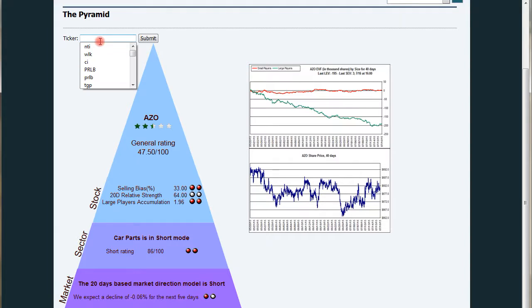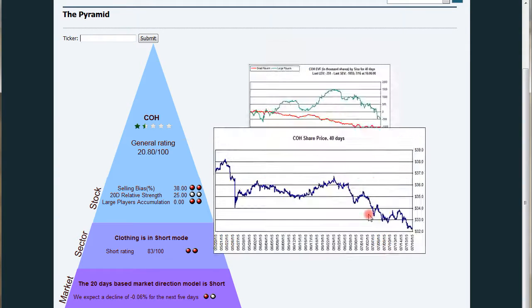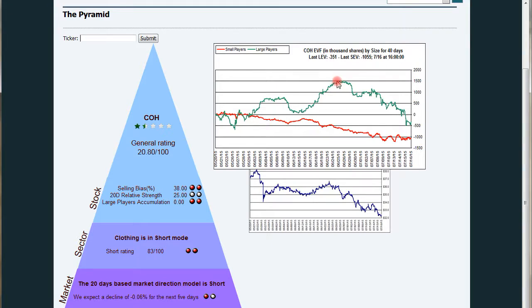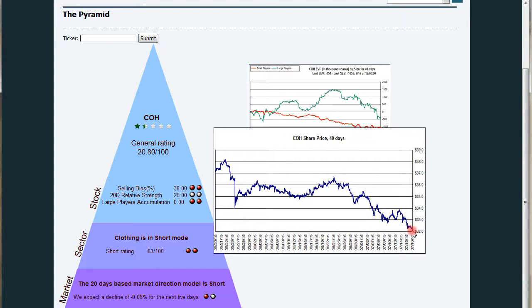I forgot, I think it was Coach. Okay, Coach, you see it is breaking, it has broken down, and the large effective volume pattern is negative. So here I will test a breakdown below this level, below, for example, 32. I would not test a pullback because the probability that we can pull back to this level is maybe low.